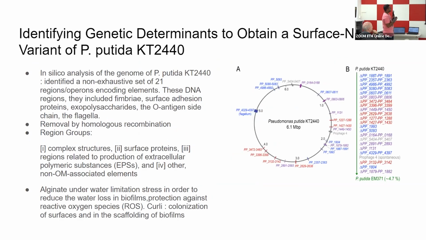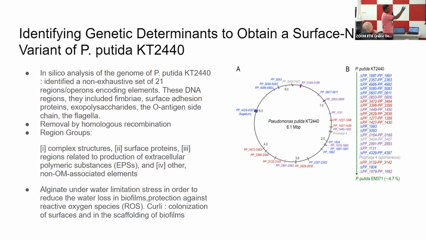In this paper, they initially started with identifying genetic determinants. As you can see in this plasmid, there are a total of 21 regions which are responsible for different kinds of surface properties such as fimbriae, flagella, antigen sites, or exopolysaccharides. They focused on those elements so that they could remove those genes. In total there were 21 such regions, and the removal was done by homologous recombination.